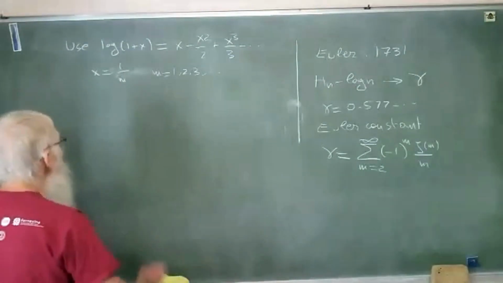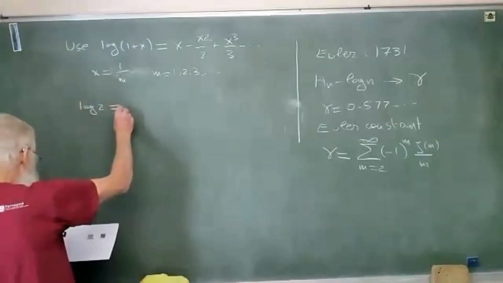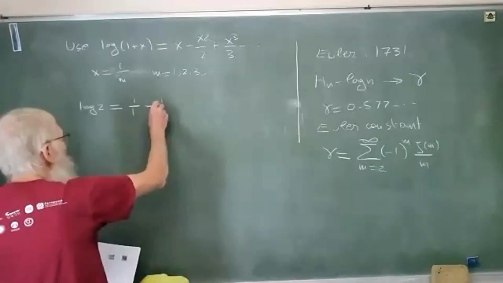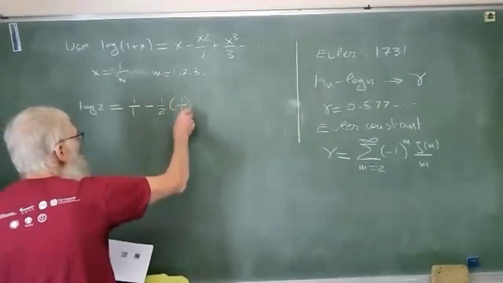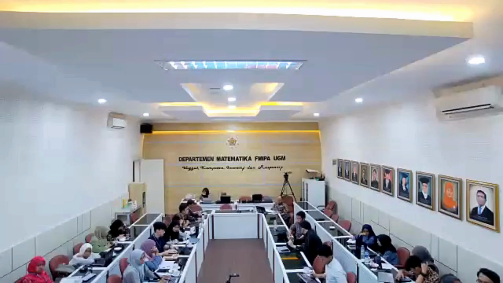And so, what do you get? If you take x equal 1, you have the expansion of log 2 that we have seen. I write it 1 over 1 minus 1/2 of 1 over 1 square plus 1/3 of 1 over 1 cube, and so on.